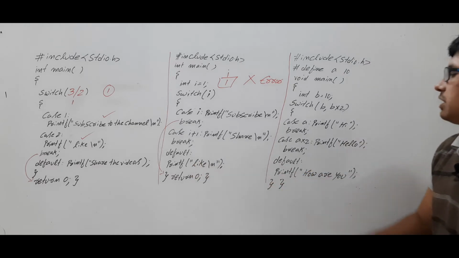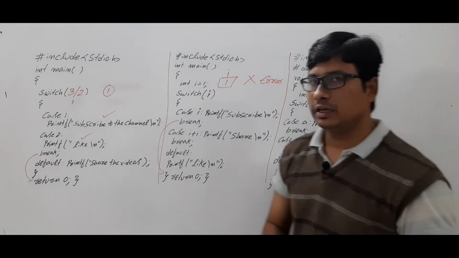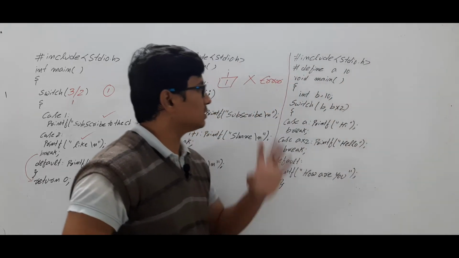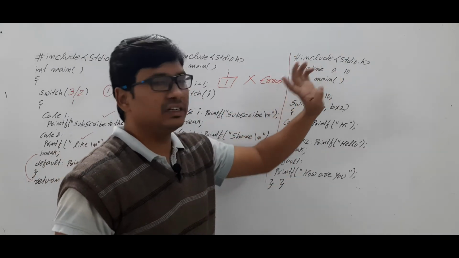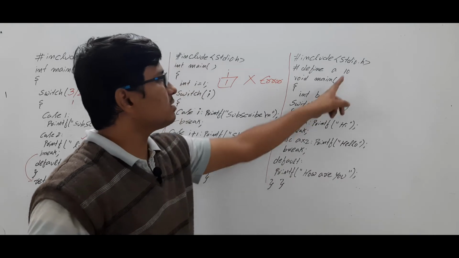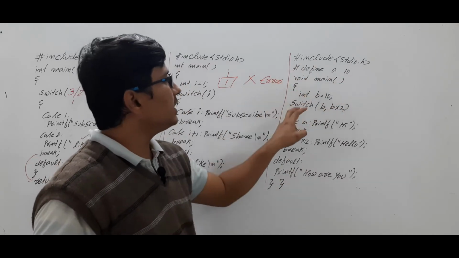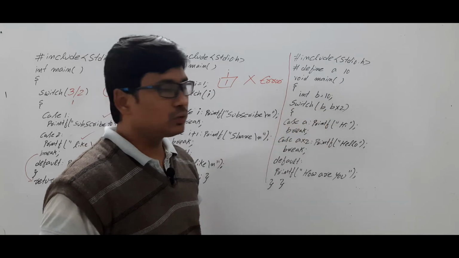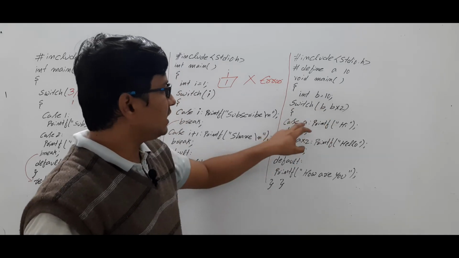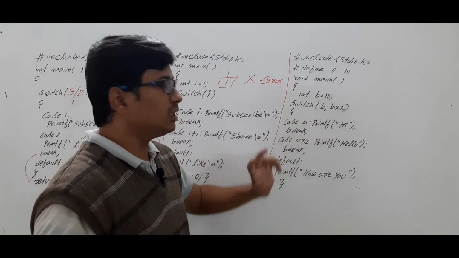Okay. Now let me come to another program related to the same concept. #include <stdio.h>, #define a 10. So this is a macro. void main, int b is equal to 10. switch (b, b*2). Okay, good. Again case a, break, case a*2.